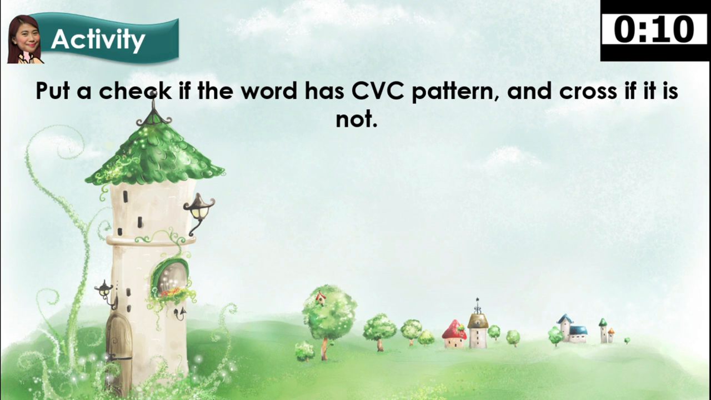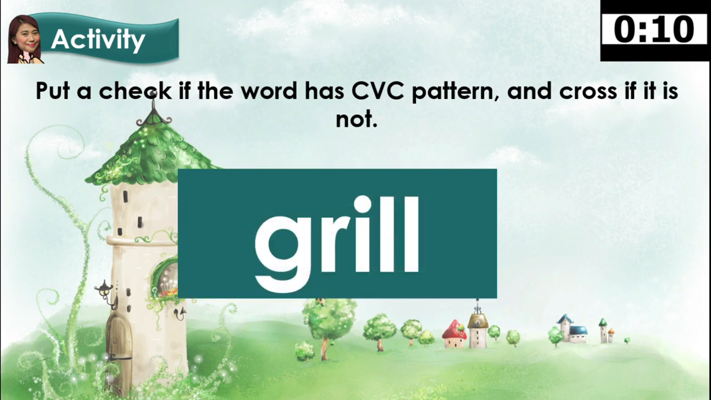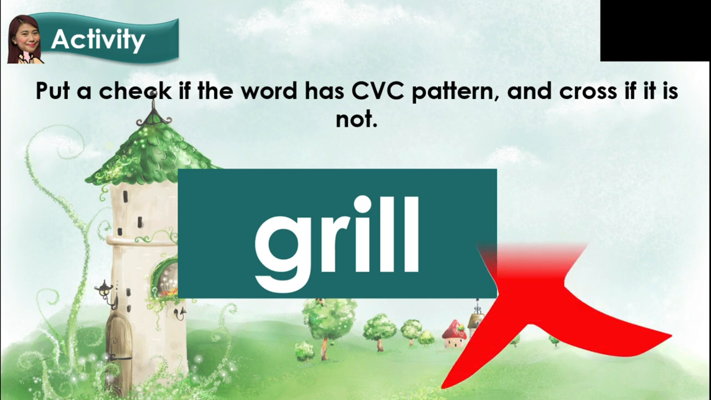Next one, grill. What do you think is the answer? Is it a check or a cross? Type your answer in the comment box. And the correct answer is cross, because the word grill does not have a CVC pattern.